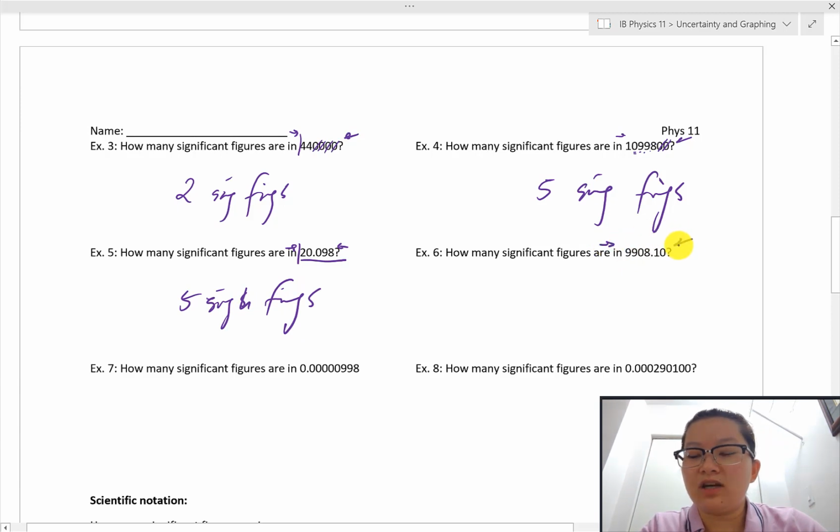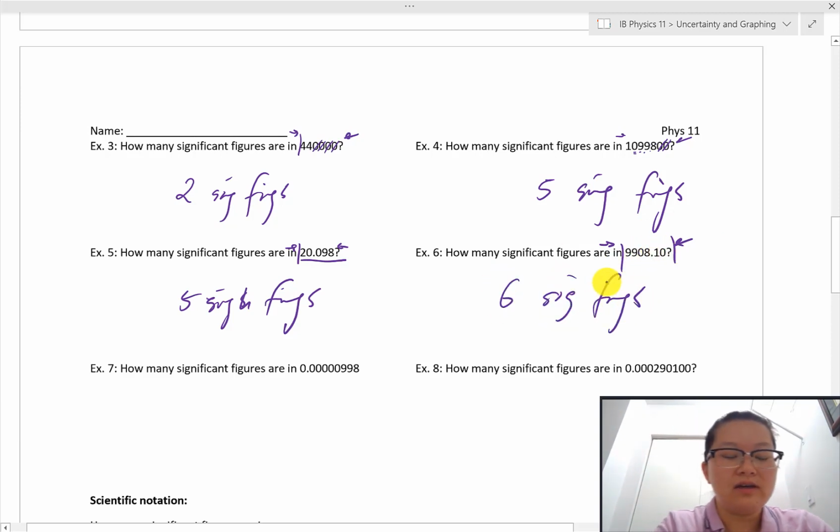We got 2 scissors coming in. It stops right there. There's a decimal. This one doesn't do anything. There is 4 plus 2, total of 6 sig figs. Okay. Number 7, we have these 2 scissors coming in.